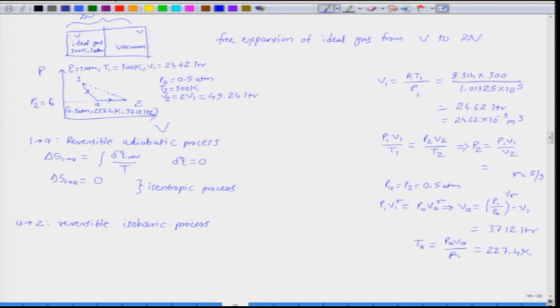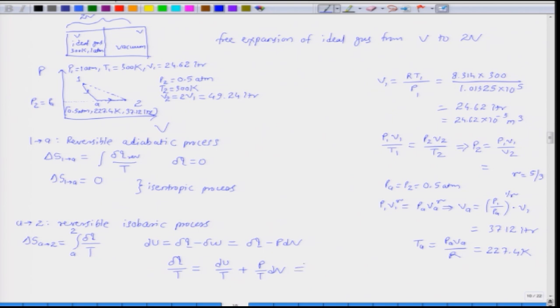Okay. So, the entropy change from 1 to 2 is only because of this process A to 2. So, let us try to calculate that. Delta S for A to 2 is integral from A to 2 delta Q by T. Now, if I apply first law for this process, dU is equal to delta Q minus delta W. This is a reversible process. So, delta Q minus P dV. And so, delta Q by T is basically dU by T plus P by T dV.